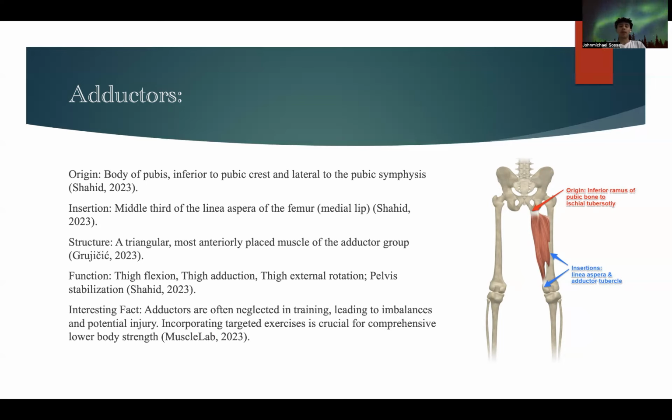The function of this muscle group is thigh flexion, thigh adduction, and thigh external rotation, including pelvis stabilization. An interesting fact is that adductors are often neglected in training, which can lead to imbalances and potential injury. Incorporating targeted exercises is crucial for comprehensive lower body strength.